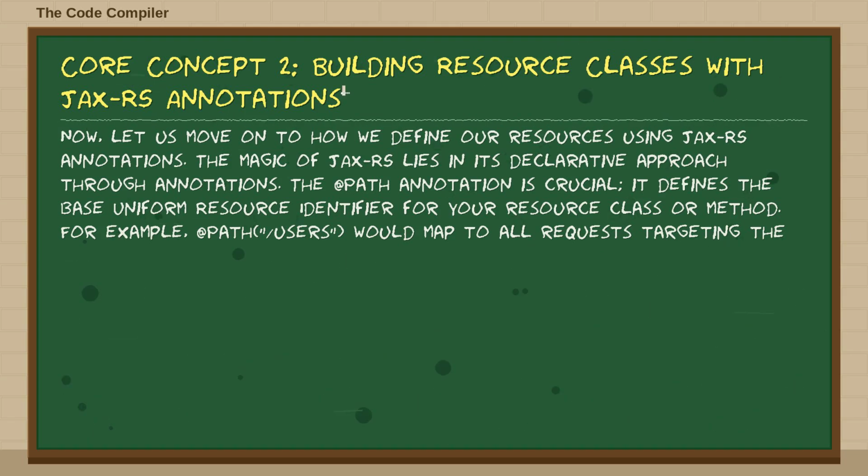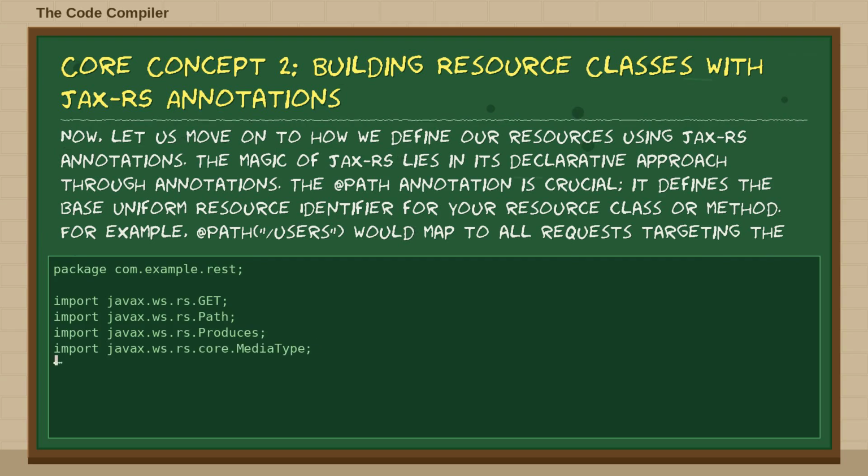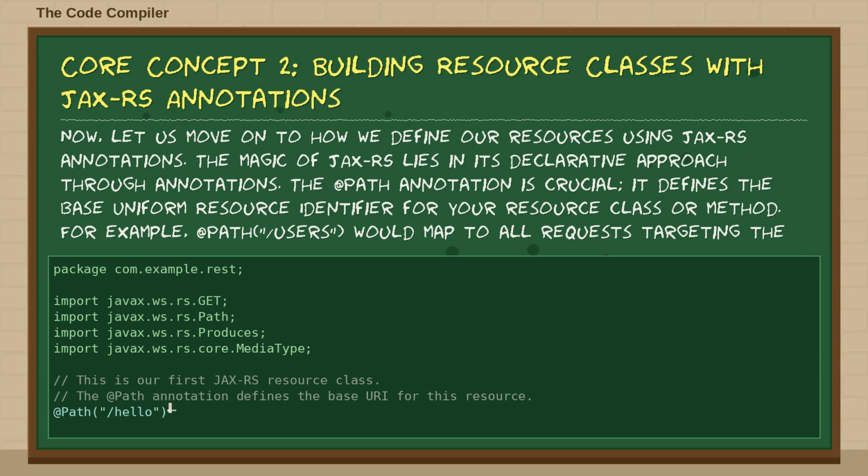Then, we use Hypertext Transfer Protocol method annotations like @GET for retrieving data, @POST for creating new data, @PUT for updating existing data, and @DELETE for removing data. Additionally, @Produces specifies the media type, such as application/json or text/plain, that the method will return, while @Consumes indicates the media type it expects as input. These annotations together allow us to precisely control how our Java methods respond to different web requests.